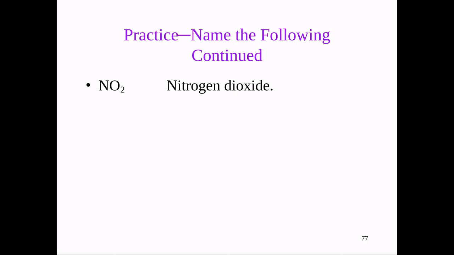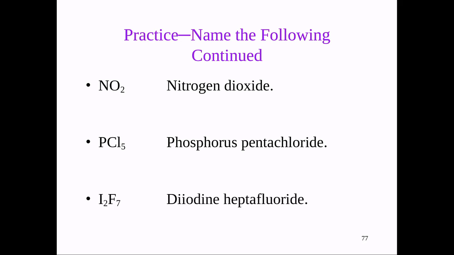NO2 would be nitrogen dioxide. PCl5 is phosphorus pentachloride. And I2F7 would be diiodide heptafluoride. And don't let it sway you that you have the 2 I's there. That is the correct way to write that.